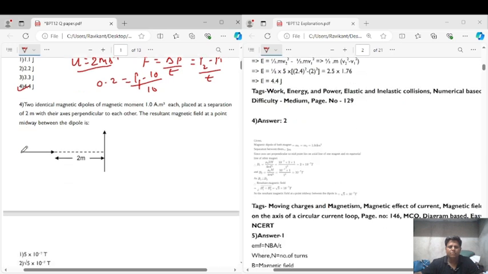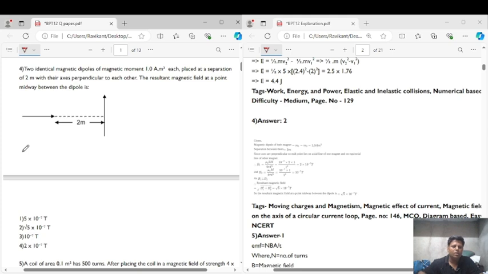Now let's come to question number 4. Question number 4 says that two identical magnetic dipoles of magnetic moment 1 ampere meter square each are placed at a separation of 2 meters with their axes perpendicular to each other. The resultant magnetic field at a point midway between the dipoles is. So midway between the dipoles is somewhere here, and this is 1 meter. So this is 1 meter.